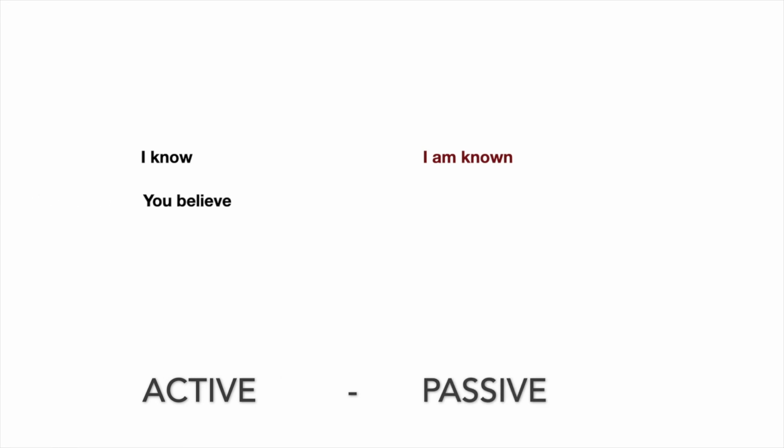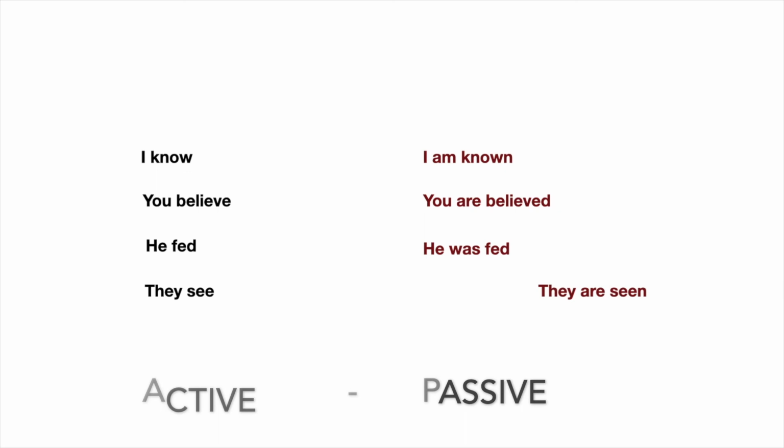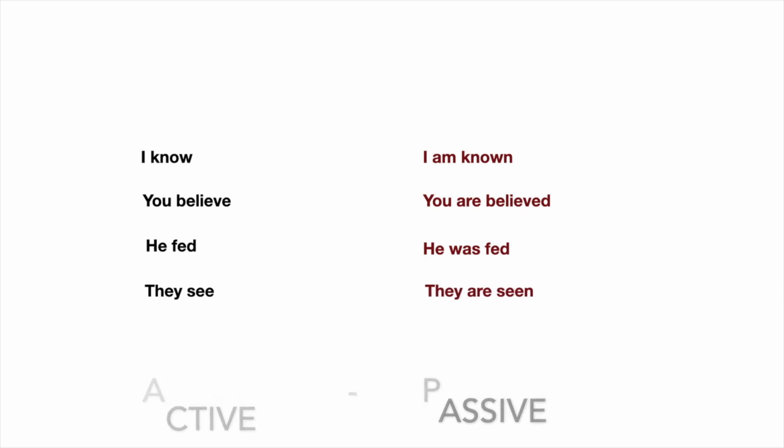We will see lots of passive verbs. Let's see some examples. If I know is an active verb, then passive is I am known. You believe, you are believed. He fed, he was fed. They see, they are seen. They wrote, they were written.